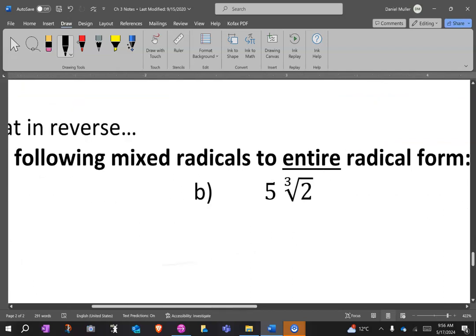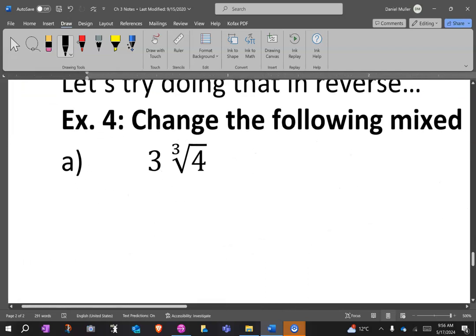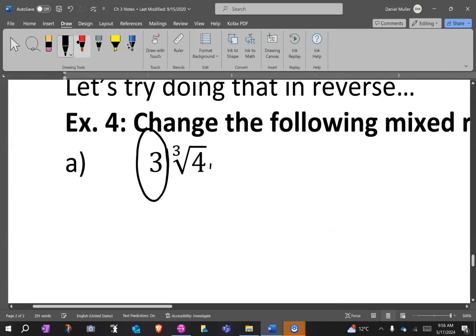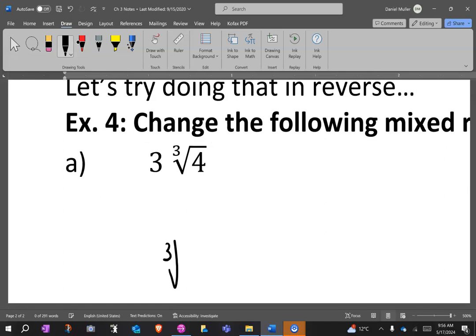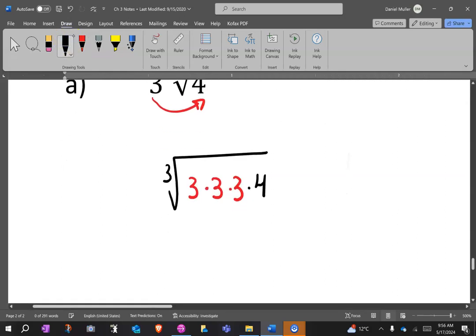Change the following mixed radicals to entire radical form. So as we can see, like I said at the beginning, they're mixed. There's some numbers on the outside and a number on the inside, and I want to bring it entirely inside. So I just want one number in here. I can see that there's a 3. That meant that we must have taken groups of 3 out. So when I bring this in, I'm going to have to remember that it must have been 3 3s. And of course, there's still a 4 out in front.